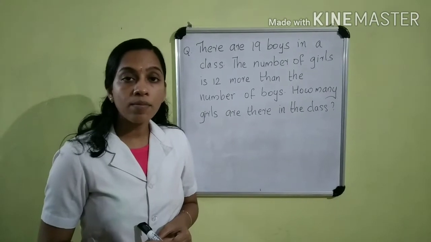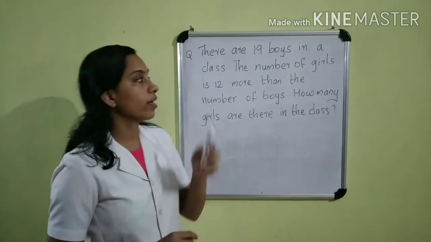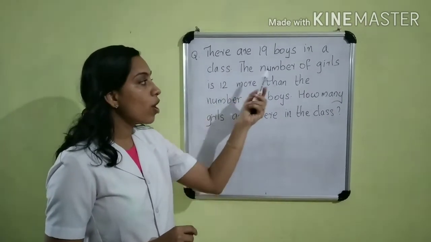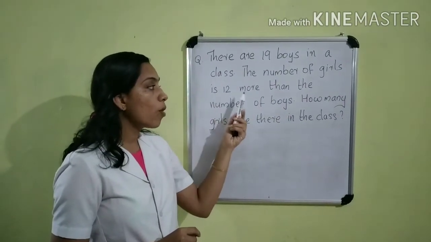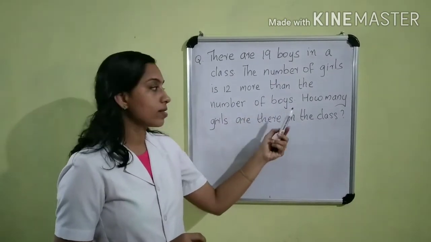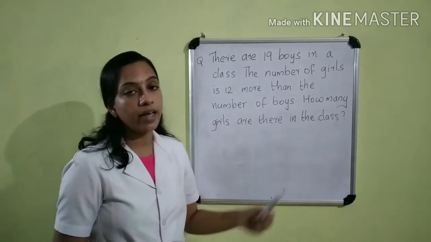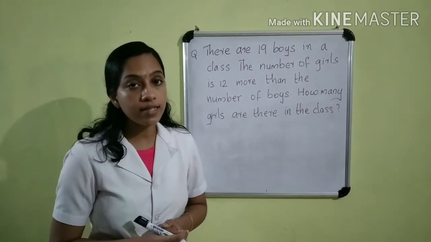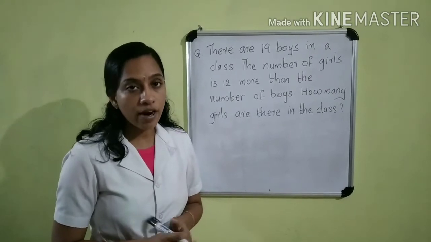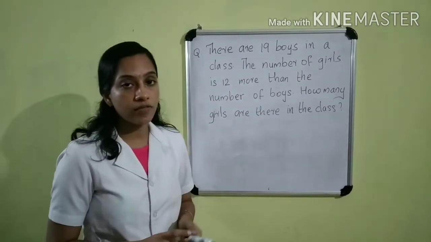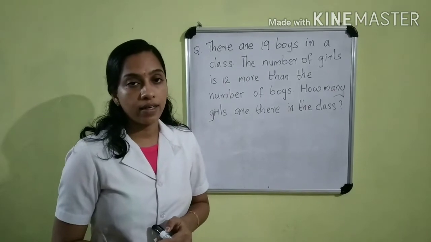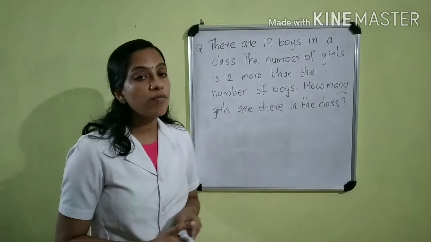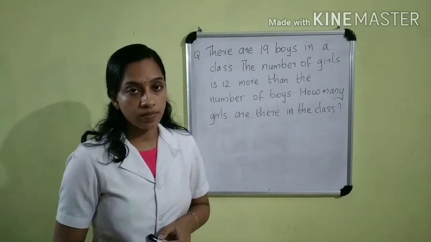Let us solve one more question. I will read the question. There are 19 boys in a class. The number of girls is 12 more than the number of boys. How many girls are there in the class? Here we have to find out the number of girls in the class. They have given the number of boys in the class, which is equal to 19. And we can understand that the number of girls is 12 more than the number of boys.